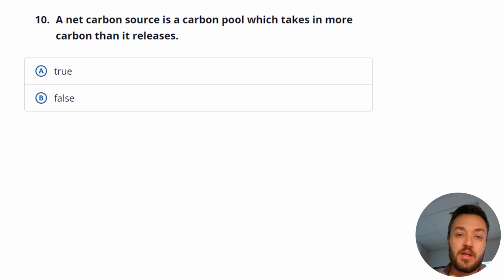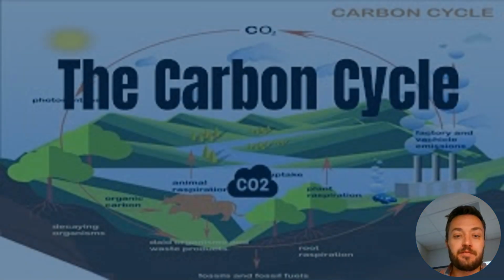A net carbon source is a carbon pool which takes in more carbon than it releases. Since we're talking about sources here, the word source means something that's giving off carbon, so it's going to have to give off more carbon than it takes in. So this is a false statement.